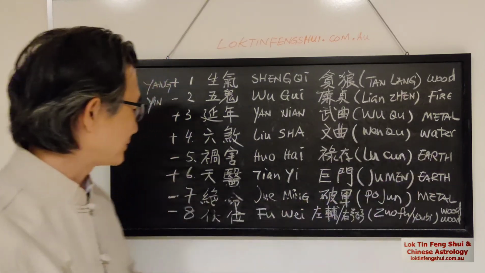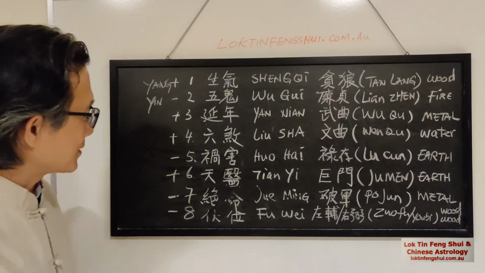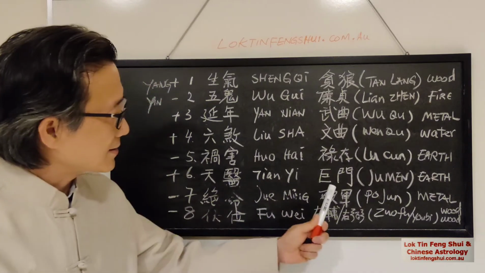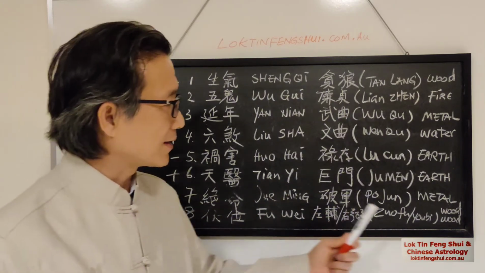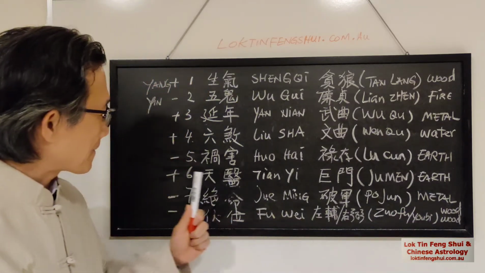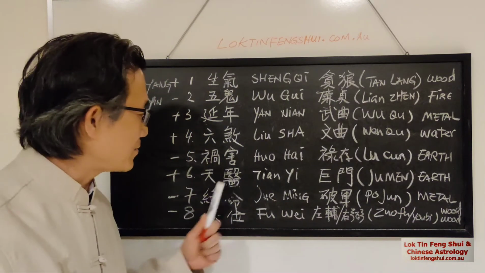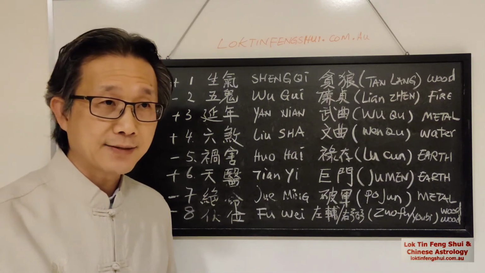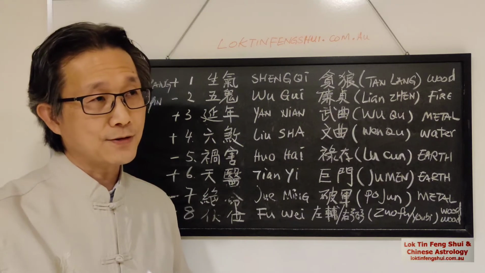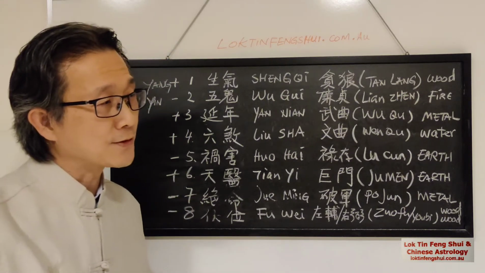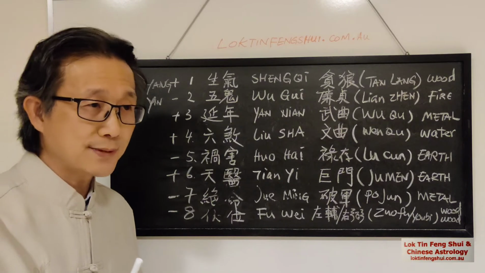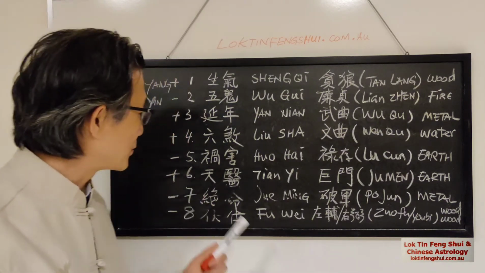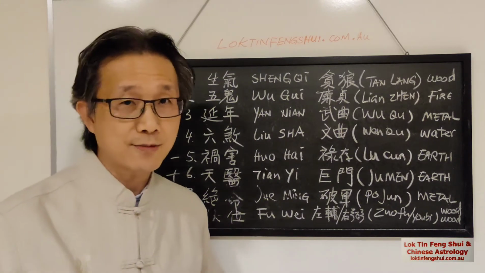And then we come to the Tian Yi, Tian Yi Sing. Tian Yi is the Jumen, Gui Mun Sing, and that's earth as well. Tian means heaven and Yi means doctor, so it's the heavenly doctor, for health and longevity. For someone in the Feng Shui industry or being a doctor, you can create a Tian Yi configuration to help your career.